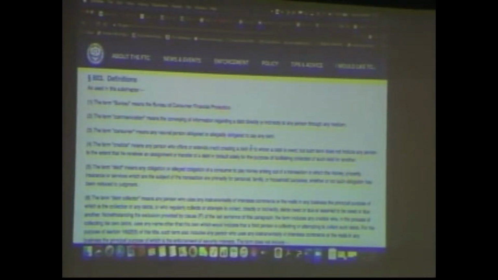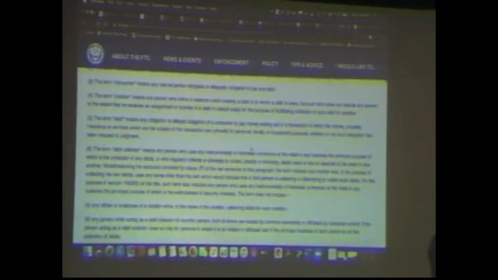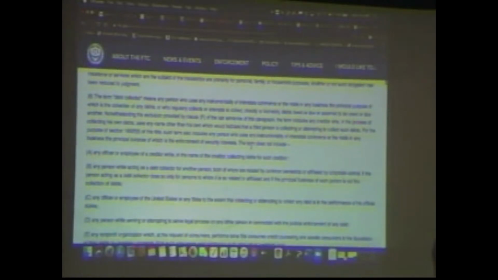The term debt collector means any person who uses any instrumentality of interstate commerce or the mails in any business the principal purpose of which is the collection of any debts, or who regularly collects or attempts to collect, directly or indirectly, debts owed or due or asserted to be owed or due another, notwithstanding the exclusion provided by clause F of the last sentence of the paragraph. The term includes any creditor who, in the process of collecting his own debts, uses any name other than his own, which would indicate that a third person is collecting or attempting to collect such debts.